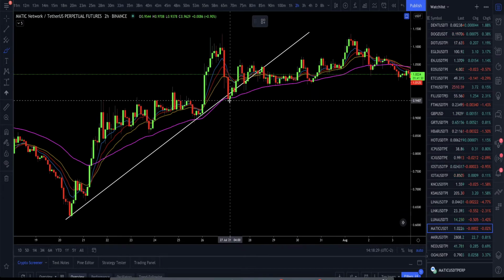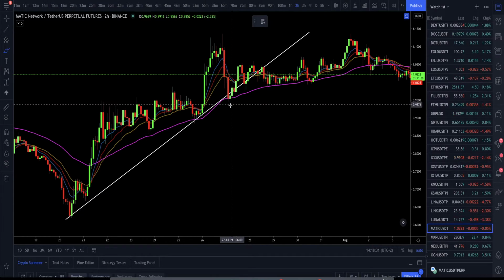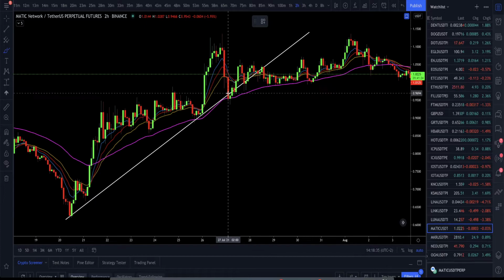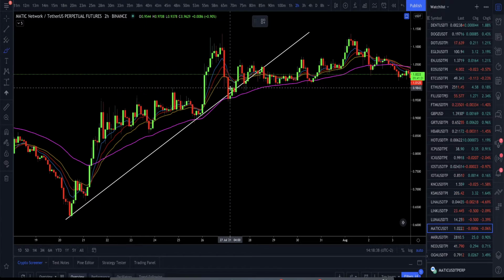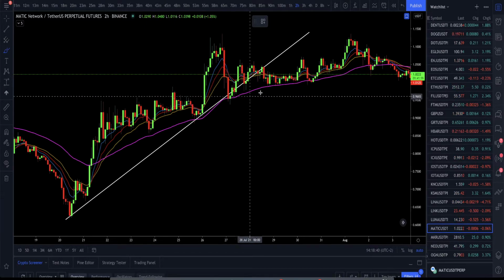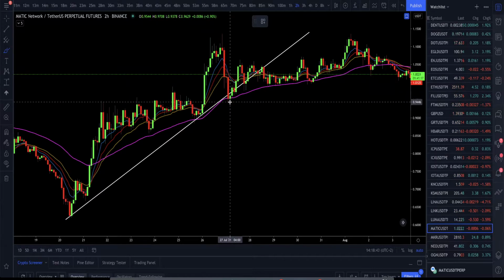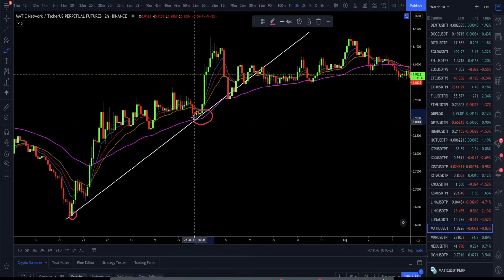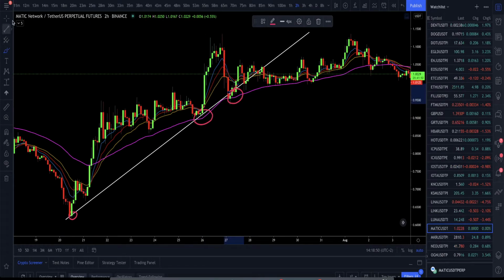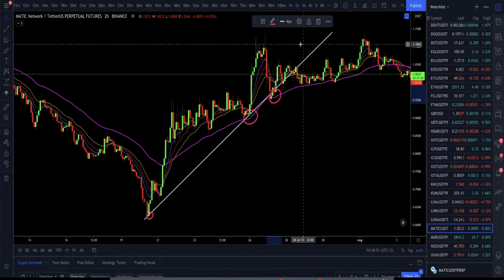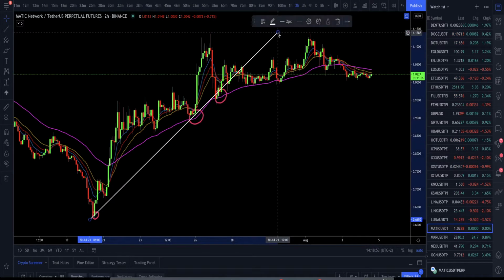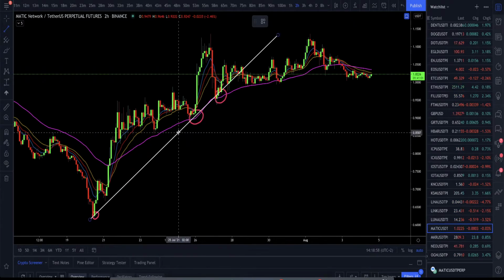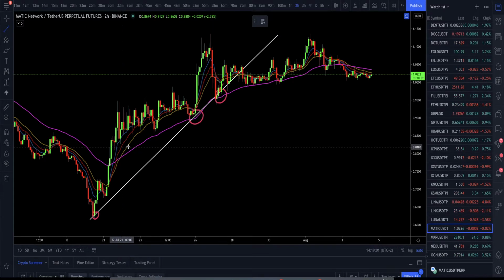So in this case, this one is the third touch, and at the same time it is 55 EMA support. The 55 EMA lessons are coming soon. But yeah, in this case, one touch, two touch, and three touch. And I use this trend line like this in this kind of tricky price action.